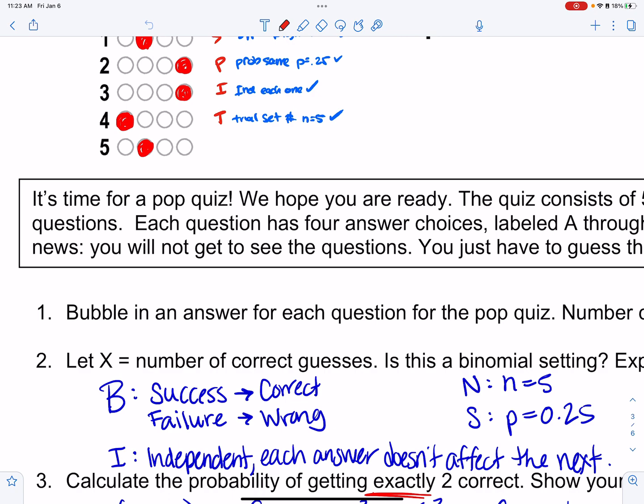Okay, calculate the probability of getting exactly 2 correct. So remember, we're going to use our formula, and the formula is n choose k, probability of success to the k, probability of failure to the n minus k. So I have n choose k. n is the number of trials. And remember, k is the number of successes. p is the probability of success, and 1 minus p, of course, is the probability of failure.